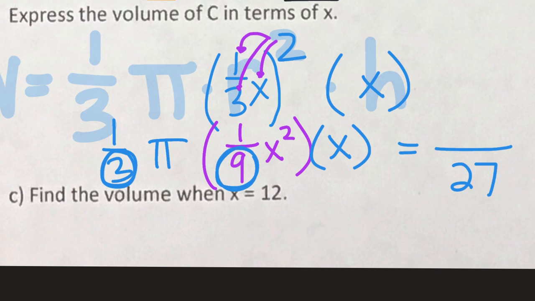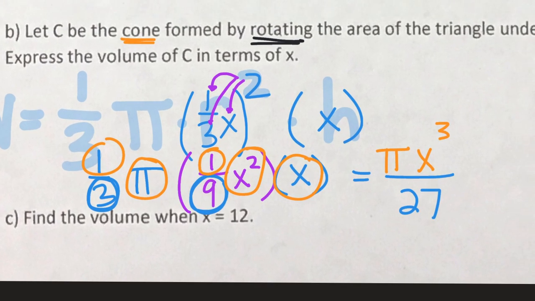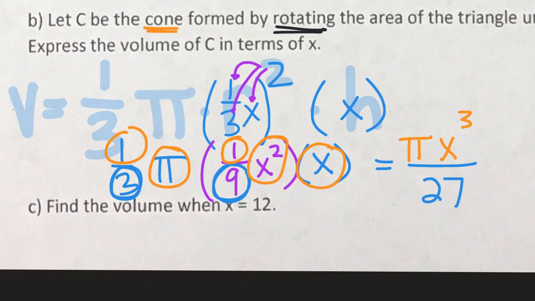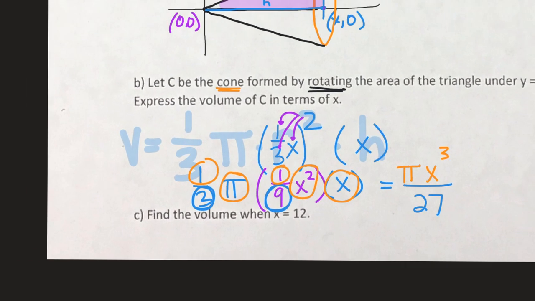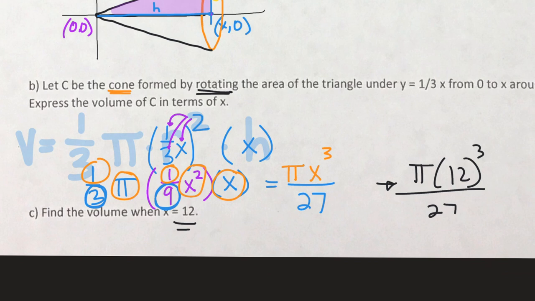Now in the numerator, I have pi, I have a 1, I have a 1, I have x squared, and I have x. Now all these are numerators because they're not denominators. They are not on the bottom of a fraction, which means they have to be a numerator. So I get x times x, pi x cubed over 27 as my formula to generate the volume for any random x you want to pick. The next problem says, well, I'm picking x as 12. So that's pi times 12 cubed over 27.